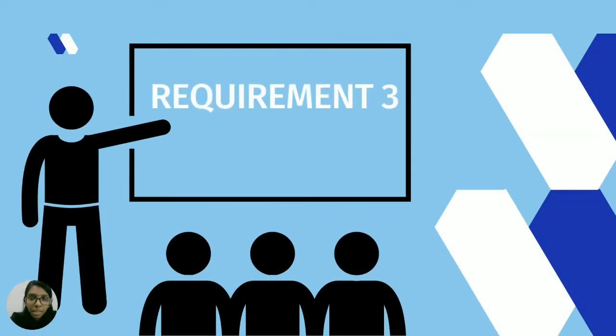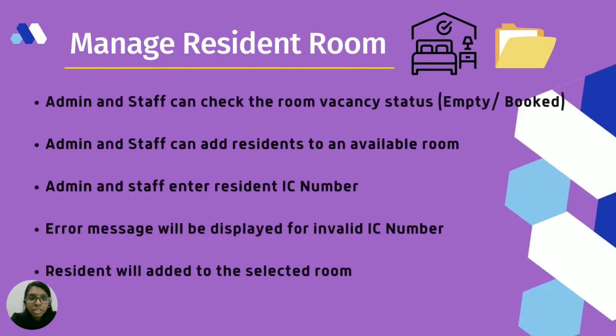My name is VANISRI. My metric number is 278328. Today I'm going to present requirement 3 in resident management system. The requirement is manage resident room. First, admin and staff can check the room vacancy status, whether it's empty or booked, and then admin and staff can add resident to an available room.